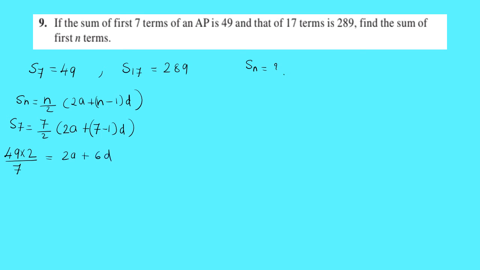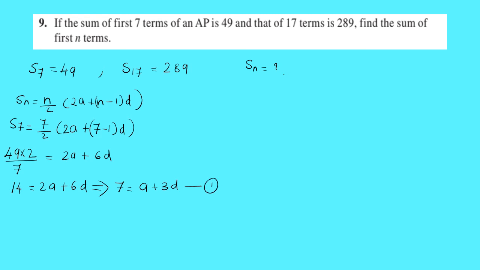Now 7 goes in 49 7 times. 7 2s are 14 equal to 2A plus 6D. Since 2 is a common factor in all the terms, you can write this as 7 equal to A plus 3D. Number this equation as equation number 1.